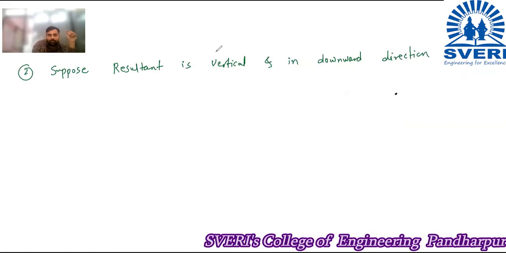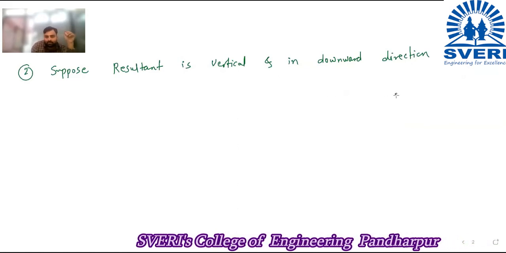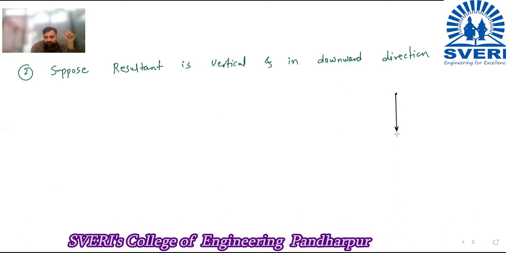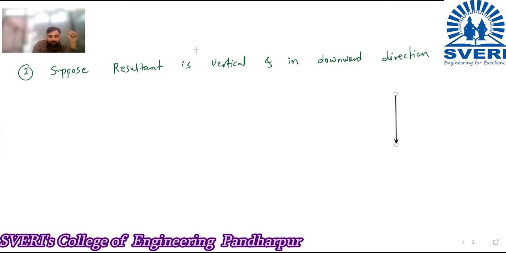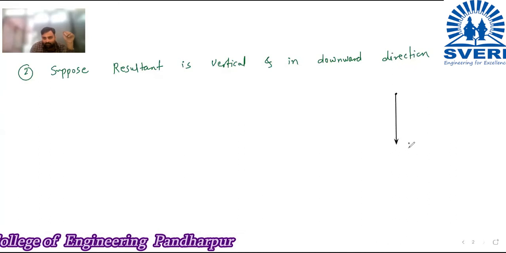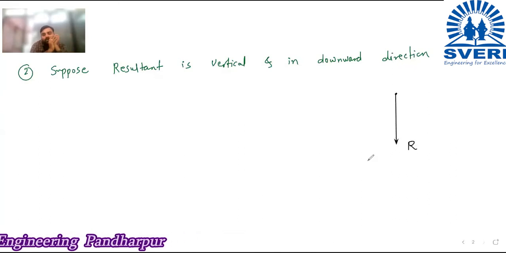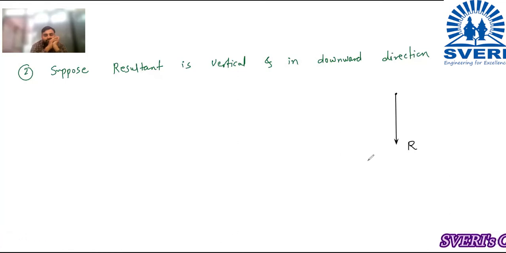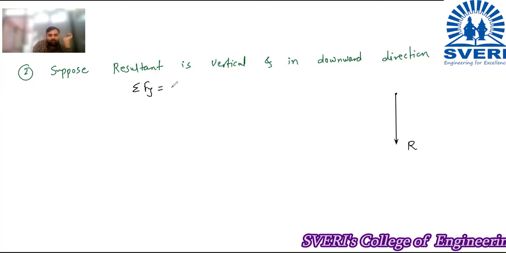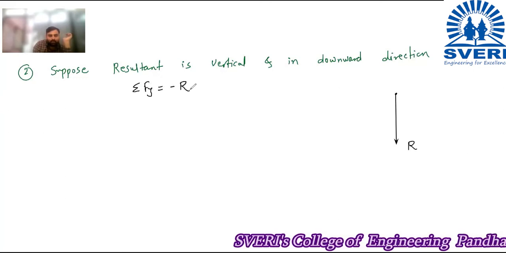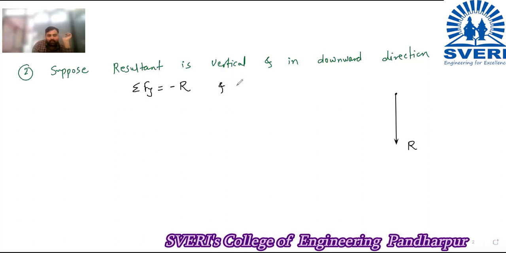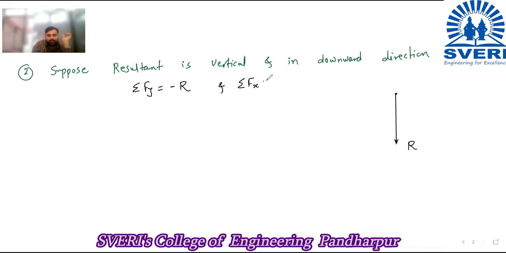is a point. Now I will draw the resultant first. So this is my resultant R. This is the resultant R which is moving down. असं कधी येईल? Summation of Fy is equal to minus R. Correct. So summation Fx is equal to 0. Okay, summation Fy is equal to what? Minus R, and summation Fx must be 0.